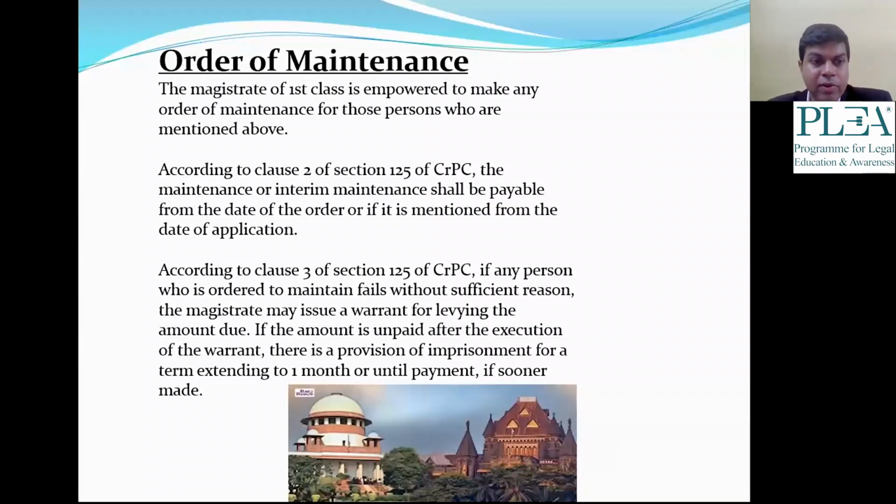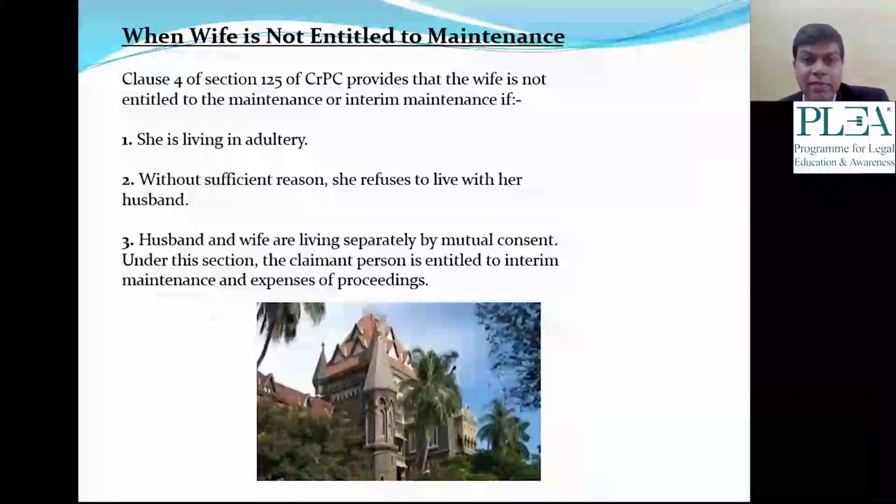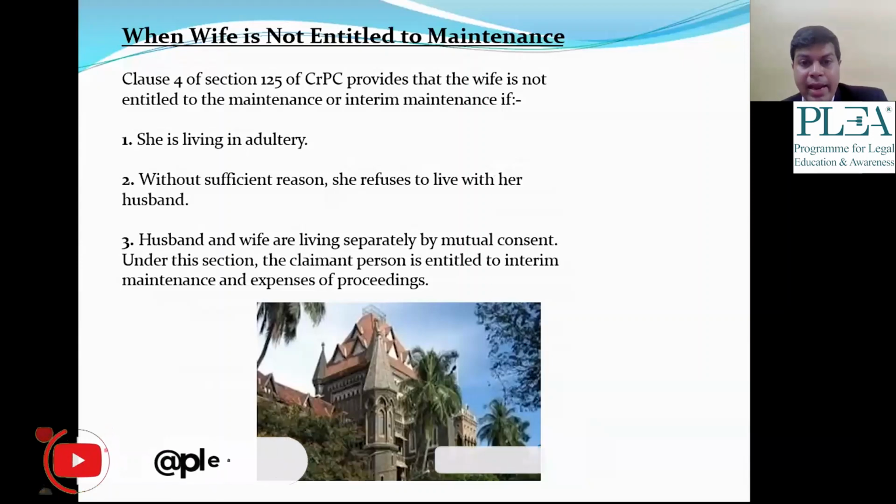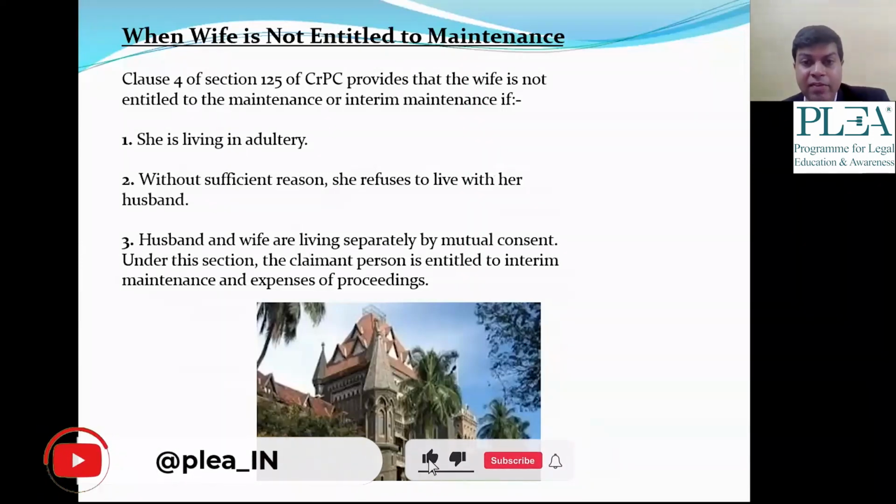Then we are moving to the next slide, that is when the wife is not entitled to maintenance. Under clause 4 of Section 125 of the CrPC, the wife is not entitled to maintenance if she is living in adultery, if she refuses to live with her husband without sufficient reasons, or if the husband and wife are living separately by mutual consent.